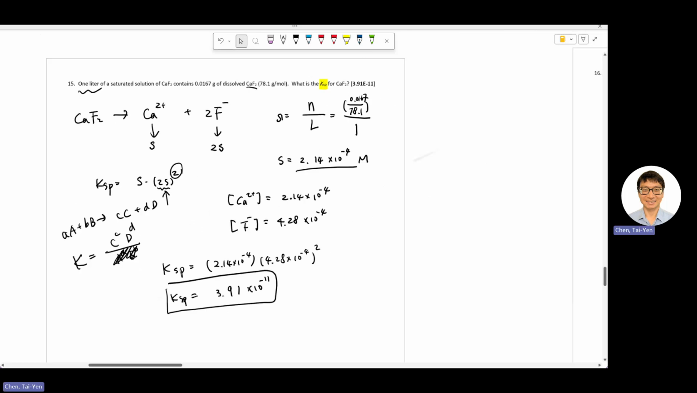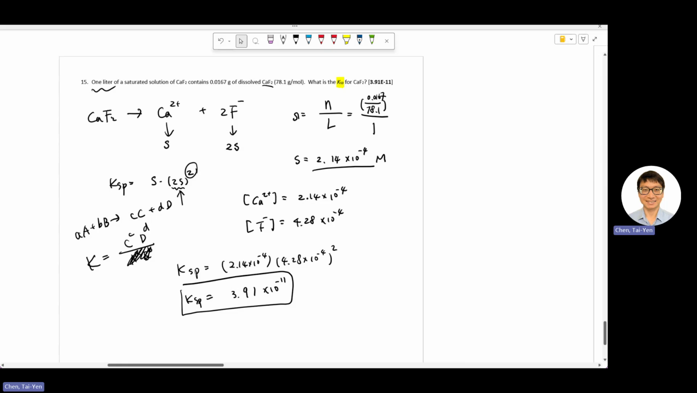All right, so this is how you solve this question. Again, make sure you use the molar solubility. Make sure you know how to compute the concentration of your cation and anions. Make sure you know how to write the KSP equation. Then once you do all of these things right, the answer you enter will be correct.